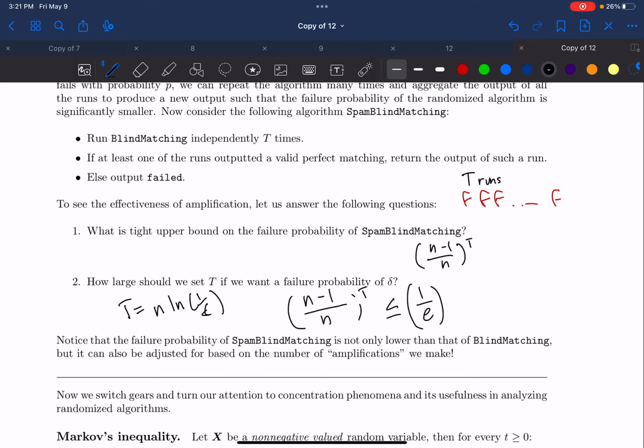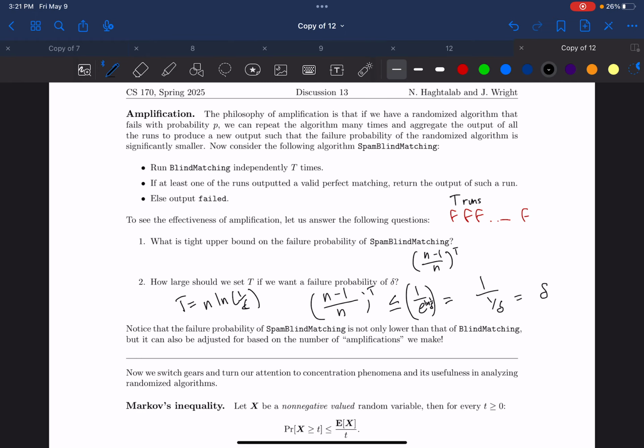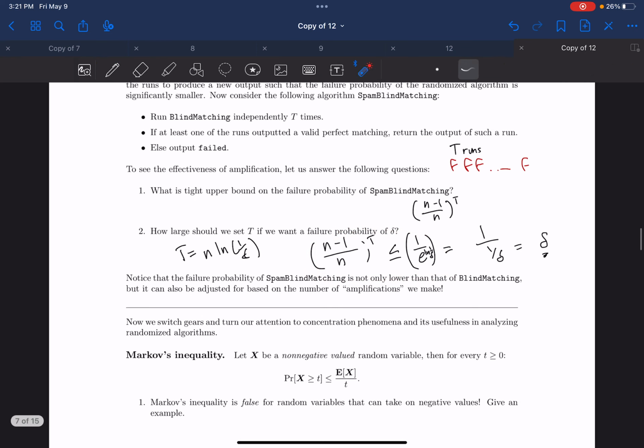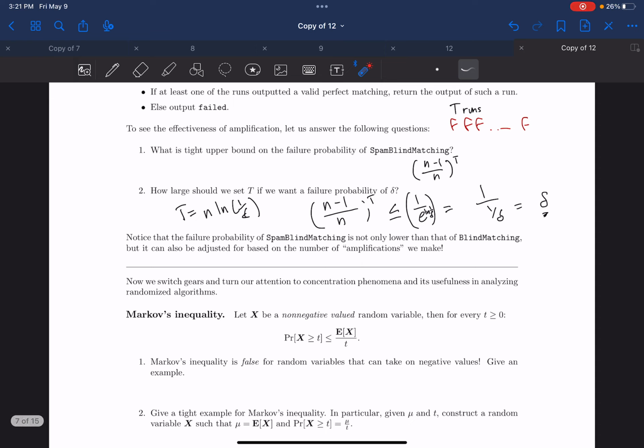Then you can say this is going to be equal to 1 over e to the power of ln 1 over delta, which means that this is going to be 1 over delta, which means this is going to be equal to delta. So that's how you would select t in order to make sure you have a failure probability of delta. The main thing is just this observation on the inequality here. So if this wasn't immediately obvious, I wouldn't worry about it. However, the math after should be relatively understandable here.